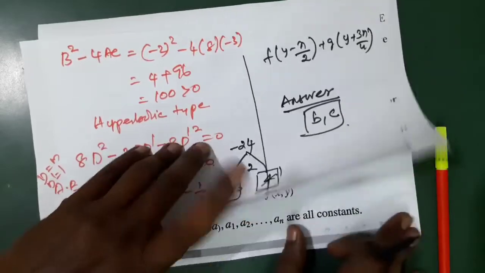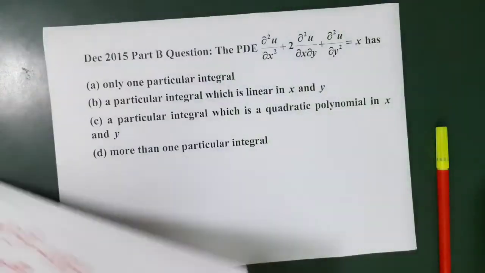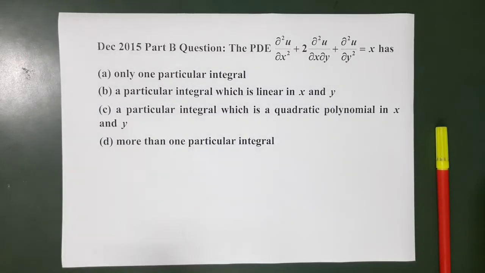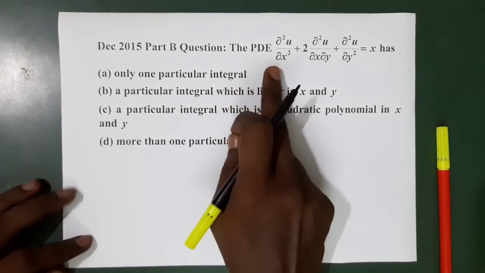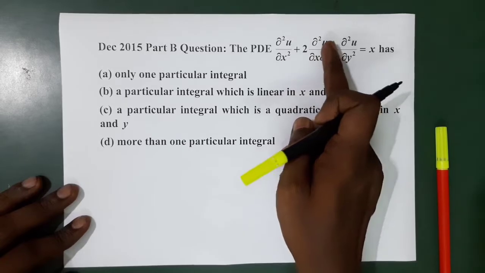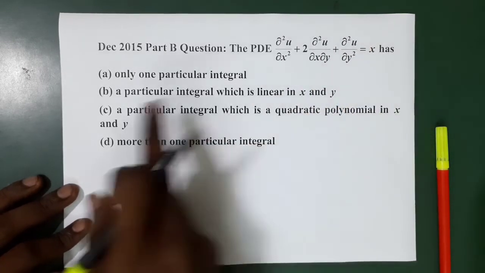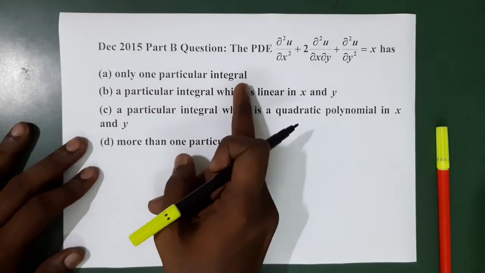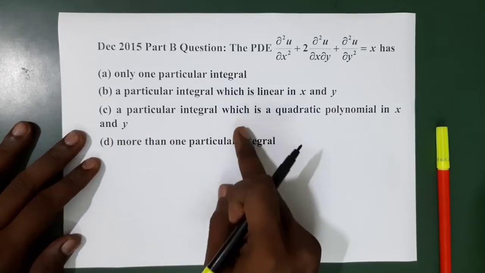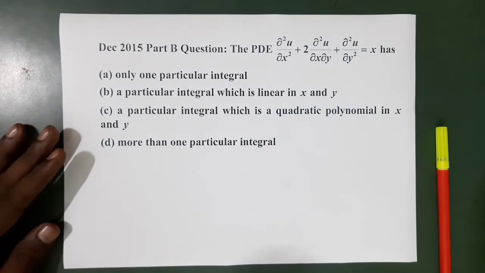Same way, the next problem. The PDE x square del square u by del x square plus 2 del square u by del x del y plus del square u by del y square is equal to x has only one particular integral. A particular integral which is linear in x and y, a particular integral which is a quadratic polynomial in x and y, more than one particular integral.